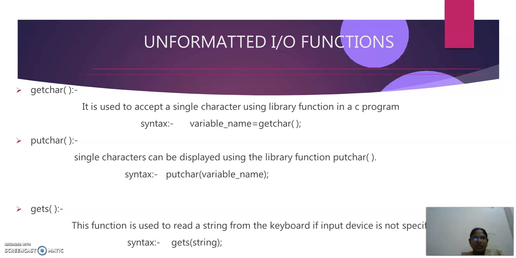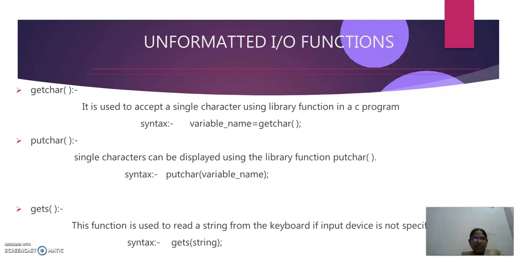First, we will go with getchar. It is used to accept a single character using library function in a program. So what is this getchar for? Which category does it come under? It comes under the input statement. So getchar is an unformatted input statement. It is used to accept a single character using library function in the C program. The syntax will be like this. For example, the variable name is equal to getchar, that is ch is equal to getchar. What do you mean by that statement? That means you are reading a single character in the C program using library function.